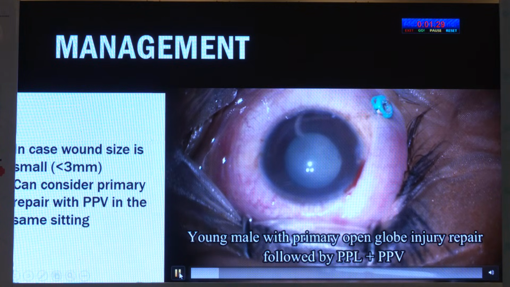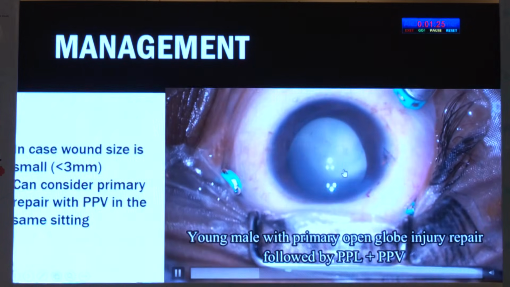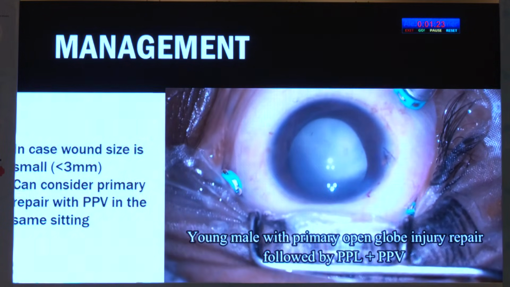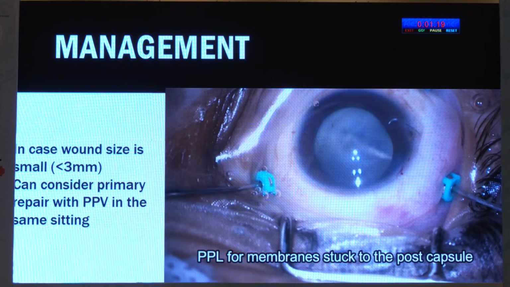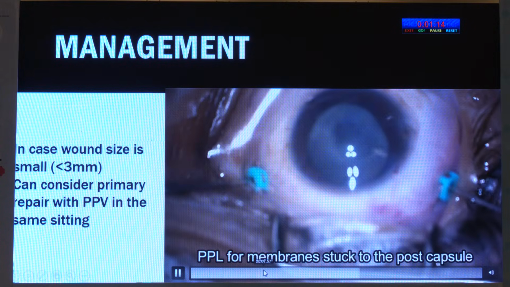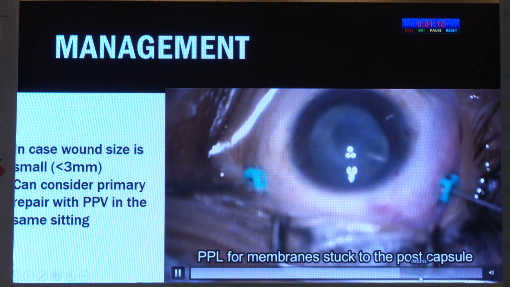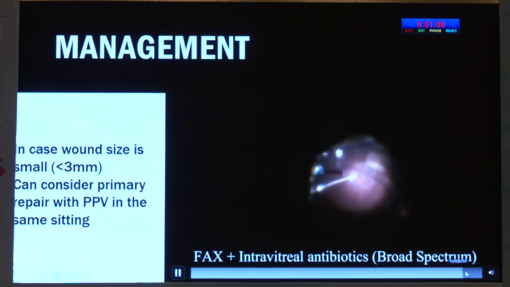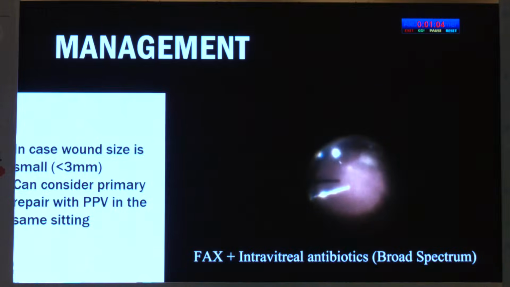Size was less than 3 millimeters right at the limbus over here. So in such small wounds, we can do a repair as well as a primary vitrectomy in the same sitting, considering you have the setup for it. Because it was a young patient, we went ahead and did a pars plana lensectomy, did vitreous debulking, did a fluid air exchange, and followed by intravitreal antibiotics.